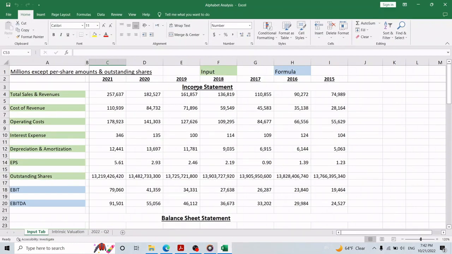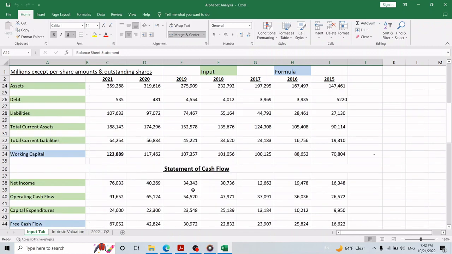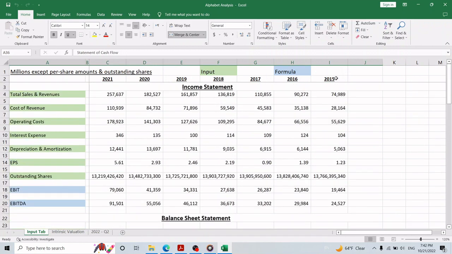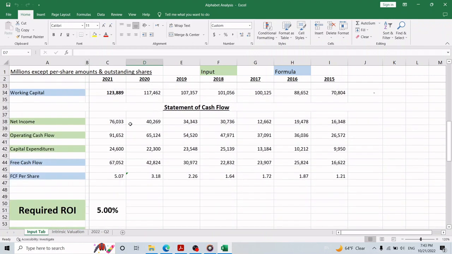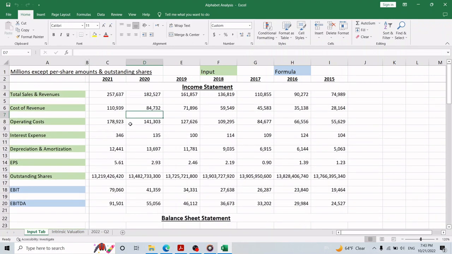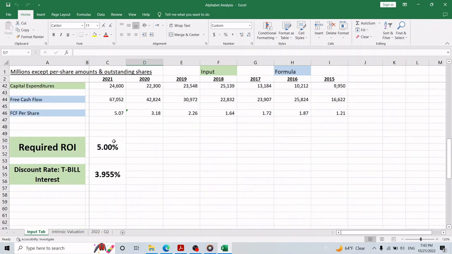So I have gathered data from all three financial statements, income statement, balance sheet statement, and the statement of cash flow for the past years from 2015 to 2021 to look at the previous years' performance and to find out three key pieces of information that I call forecasting keys to be able to forecast 2022 numbers and the return on investment. I also decided that the required return on investment is 5%.